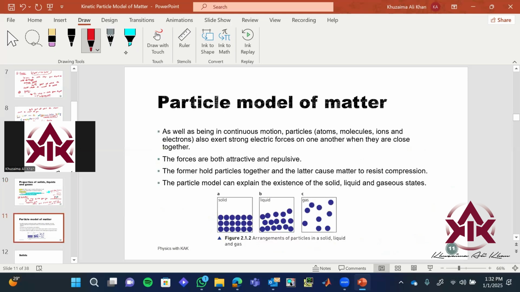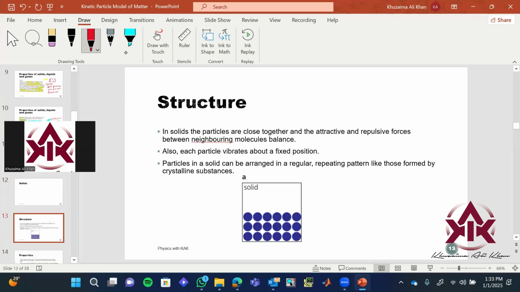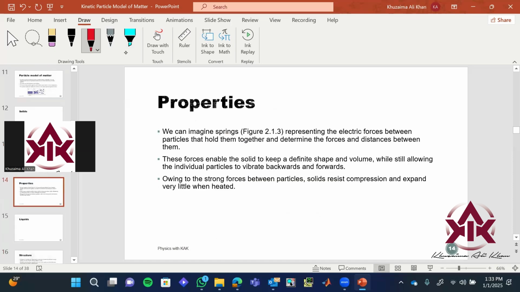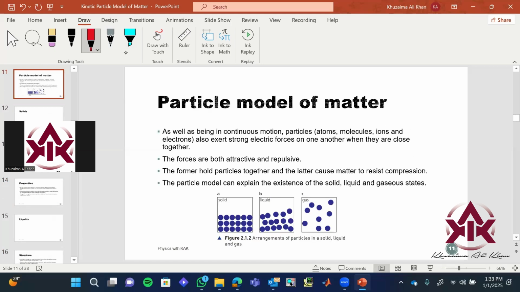So now we basically have the particle model of matter, right? What are these states and how are the particles arranged? We will study that in the structure of solids and their properties. I'm going to just introduce you to the three states over here, and then we will go into detail about these three states in the next lecture, right?